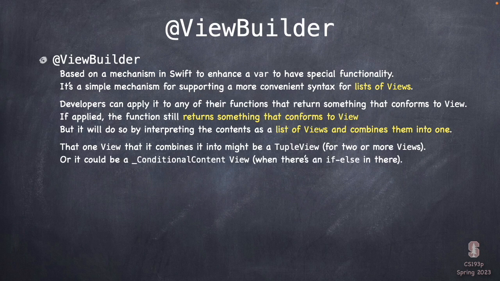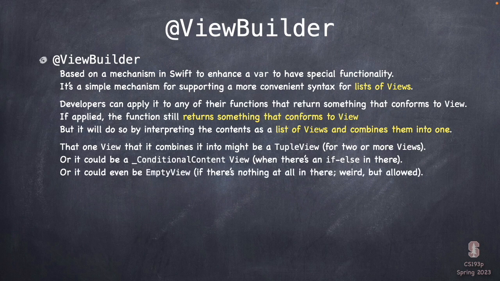It also might be an underbar ConditionalContent. I think that's still what it's called. I don't think they've made that really a public thing. When you see underbar in front of something, that means it's not really public. You're not supposed to use it. That means you would never use ConditionalContent yourself, but the ViewBuilder uses it when there's an if-then or a switch or something. It's using the ConditionalContent view.